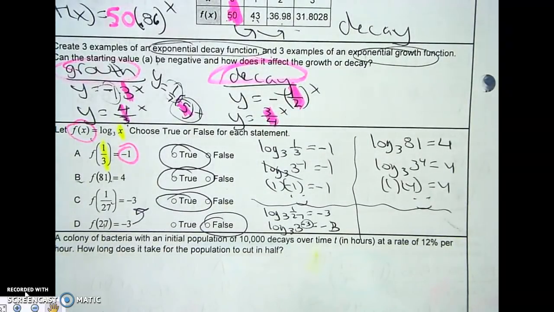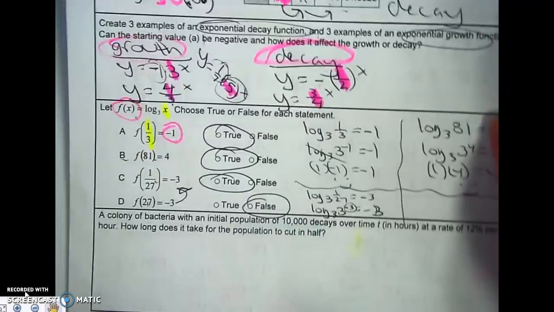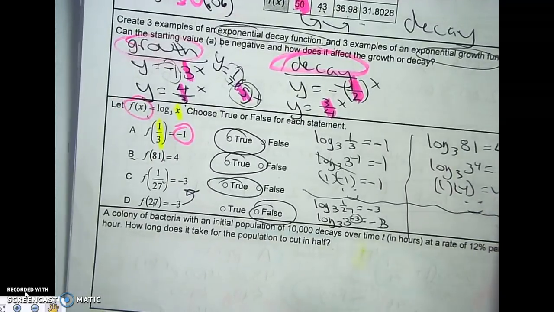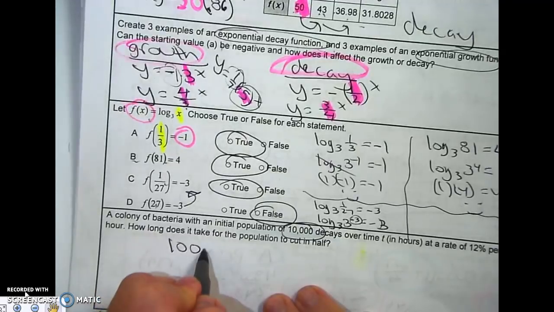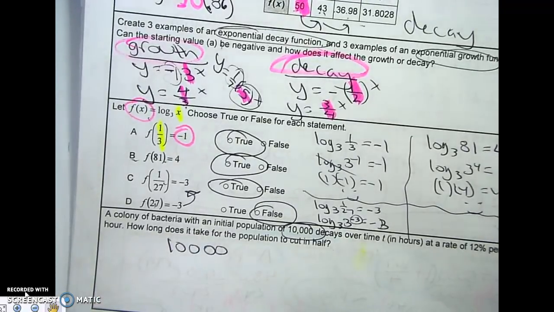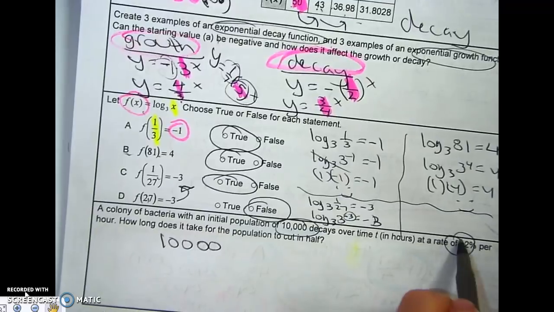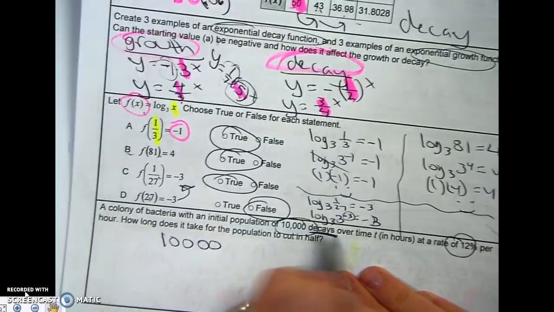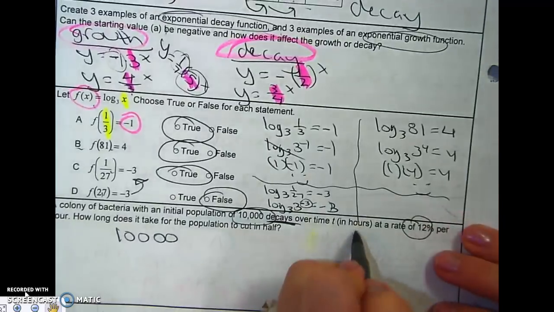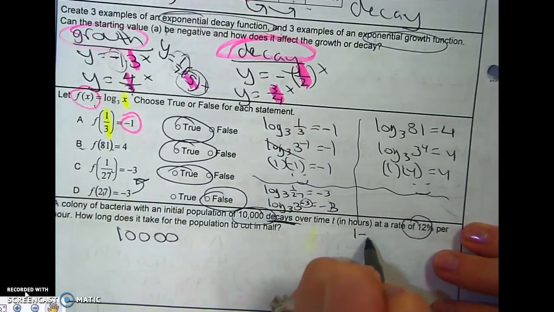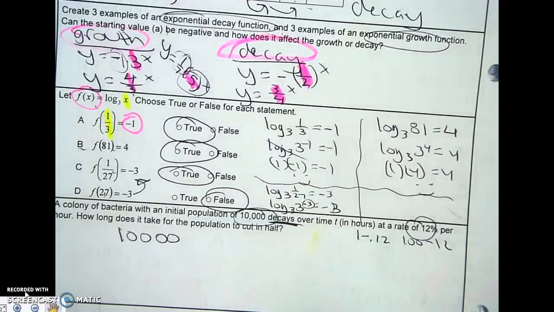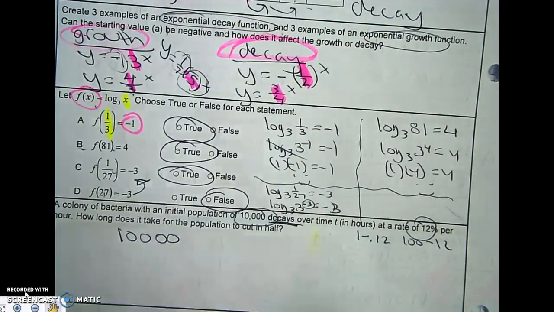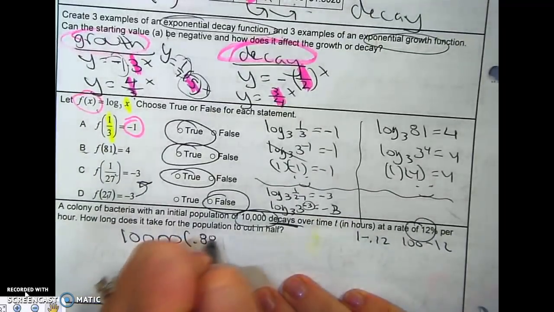Okay. All right, let's get into one of the many word problems that you're going to see on this test. Okay, so let's see. It has an initial population of 10,000. And it's at a rate of 12%. And it decays by 12%. So in a sense, you're going 1 minus 0.12, or 100 minus 12, and that's 88, okay? So that means that's going to be 0.88.